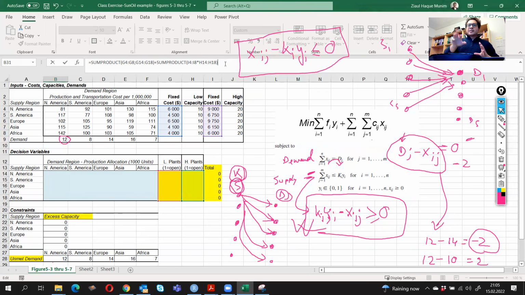So this part is only the first part, that is fi multiplied with yi. But then we have to add this cij multiplied with xij. So that's all the costs multiplied with their corresponding volume. So again, we are going to write sum product. You can see the equation is continuing here on the top. Sum product. Then I'm going to select all these cost cells. Semicolon.